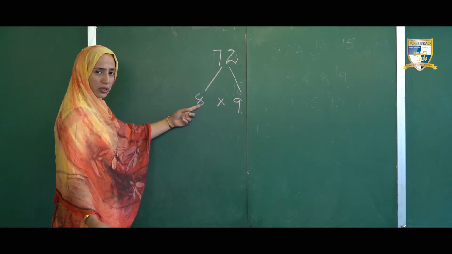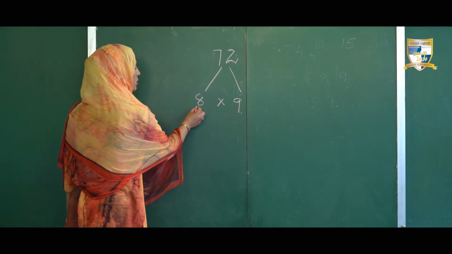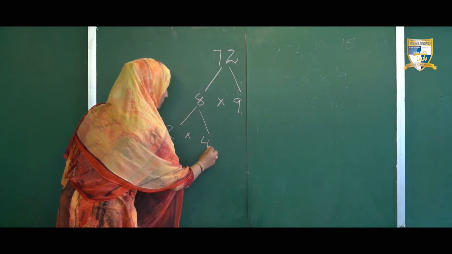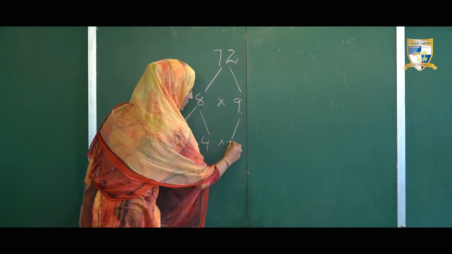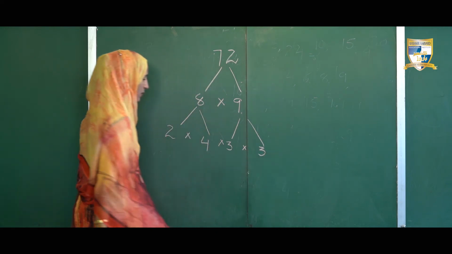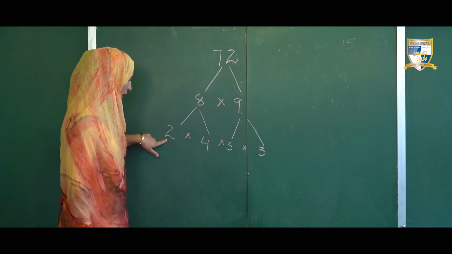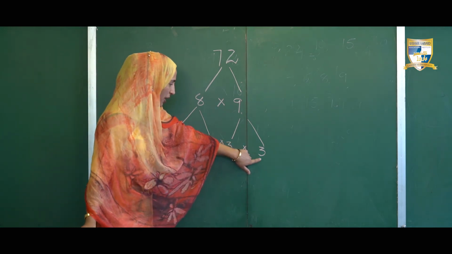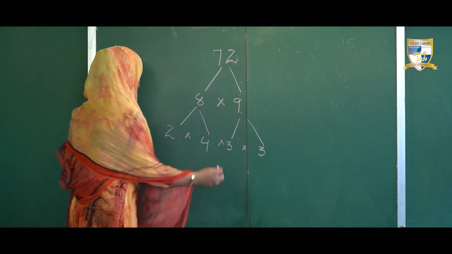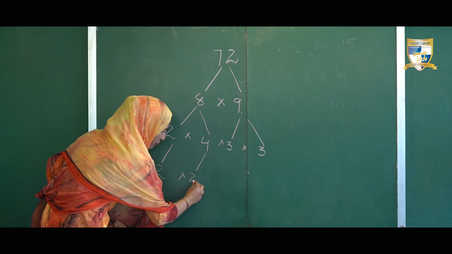Since 8 is a composite number, 9 is also a composite number, I'll factorize them further. 2 4s are 8, 3 3s are 9. Here 2 is a prime number, 3 is a prime number, 3 is a prime number, and 4 is the only composite number which needs to be factorized further. I'll write 2 as it is. 2 2s are 4.